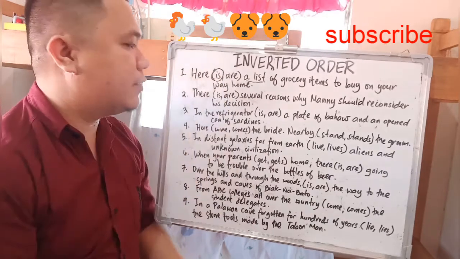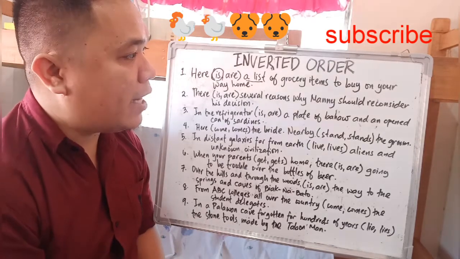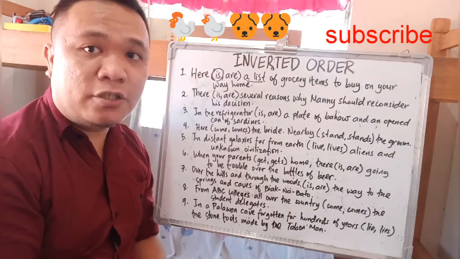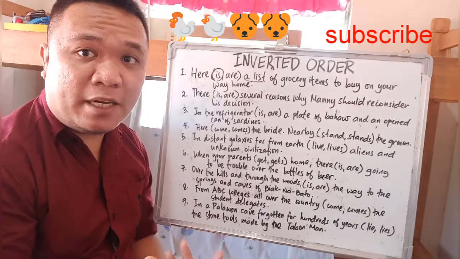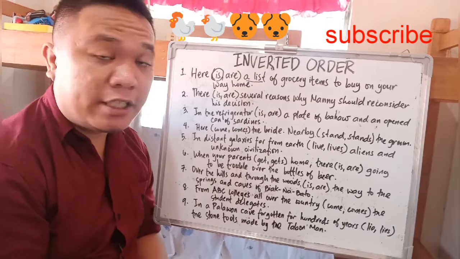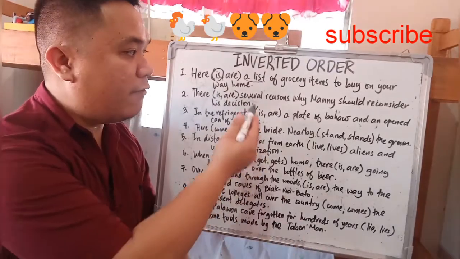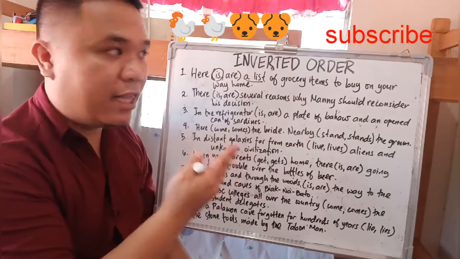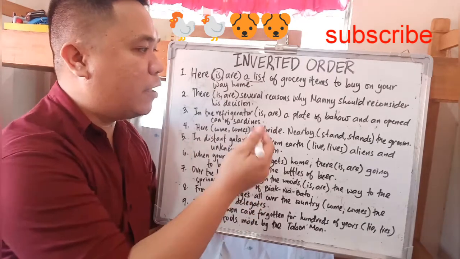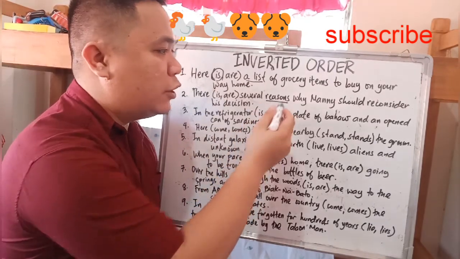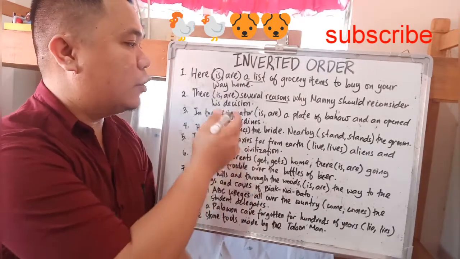So, yes. Number 2, there are several reasons why Manny should reconsider his decision. So, there is not our subject, that is an adverb of place. So our subject is found after the verb: several reasons. Several is a clue word that is plural, functioning as an adjective describing the word reasons. The word reasons is plural, so we need a plural verb.